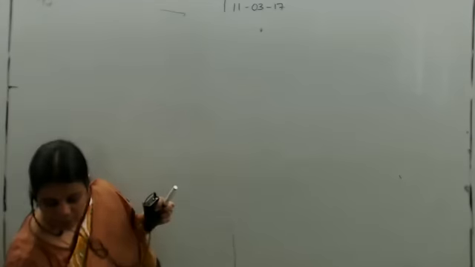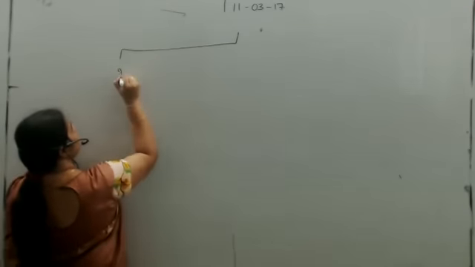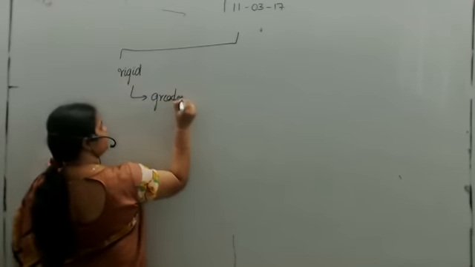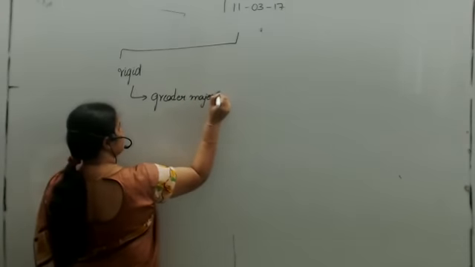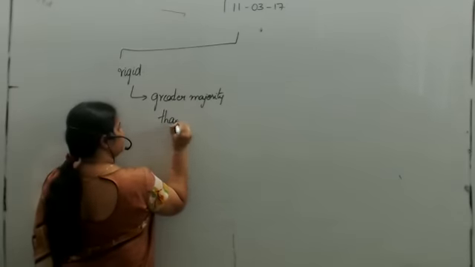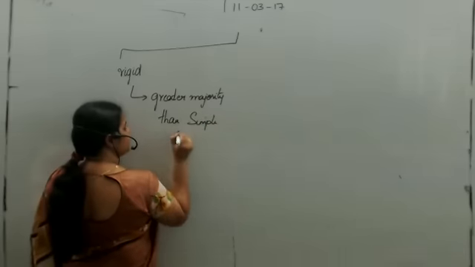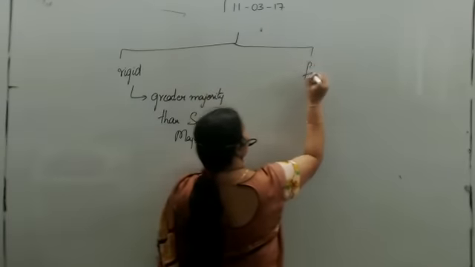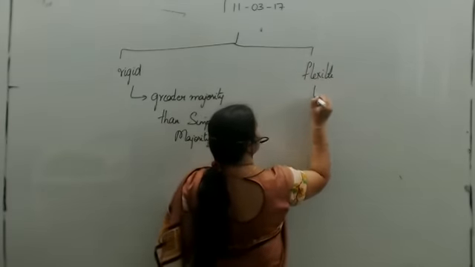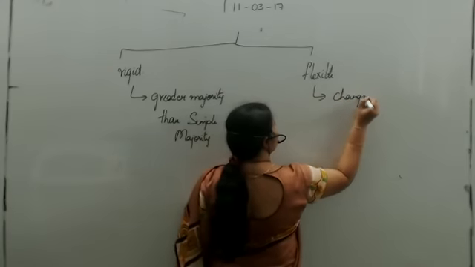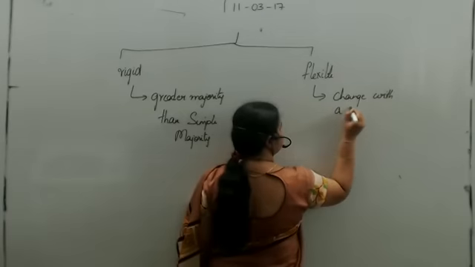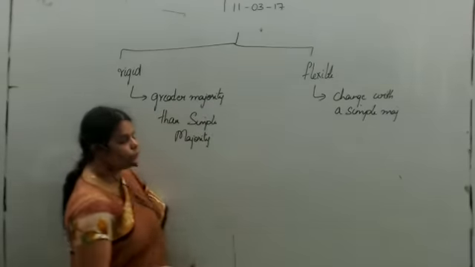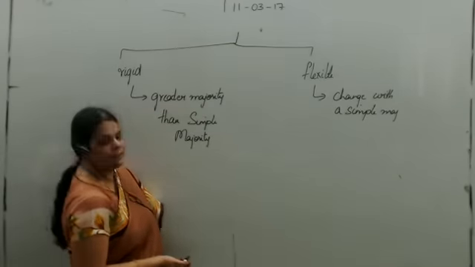As I said, a rigid constitution is one which requires a greater majority than simple majority. If you can change it with a greater majority than simple majority, then you say that the constitution is rigid. Okay? And a constitution is said to be flexible when you change it with a simple majority. Flexibility, simple majority. Rigidity, greater than simple majority.